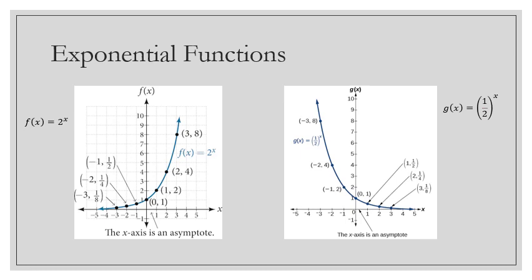And then if we switch the base from 2 to a number like 1/2, a fraction between 0 and 1, then we get exponential decay. This graph still goes through the point (0, 1), but now (1, 1/2), (2, 1/4), (3, 1/8). And if we plug in negative values, we get (-1, 2), (-2, 4), and (-3, 8).